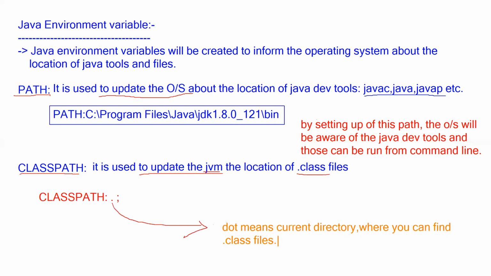Like this, these two environment variables we will be creating if you are developing applications and compiling and running without using an IDE on a Windows machine. So that's why we follow this environment variable setup in the Windows operating system especially. All right. So by setting up path, you'll be telling the OS about the Java tools, and by setting up class path, you will be telling the location of the .class files.